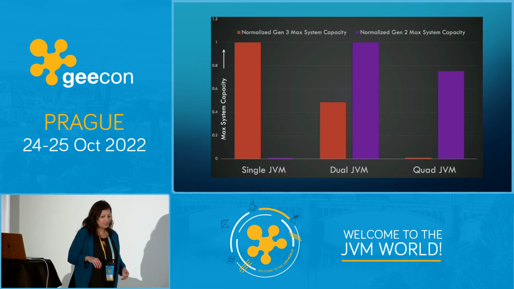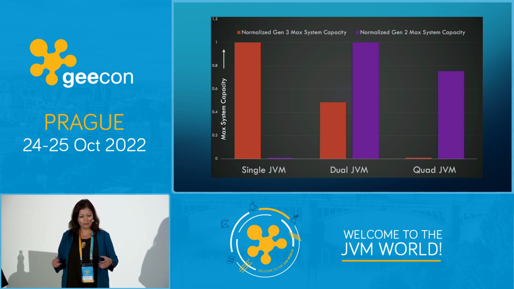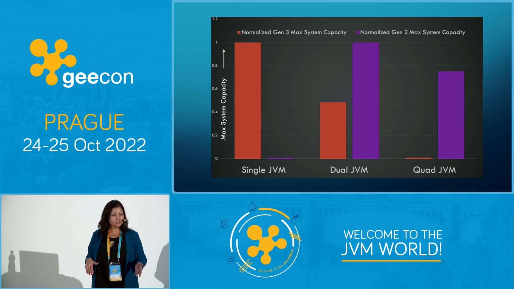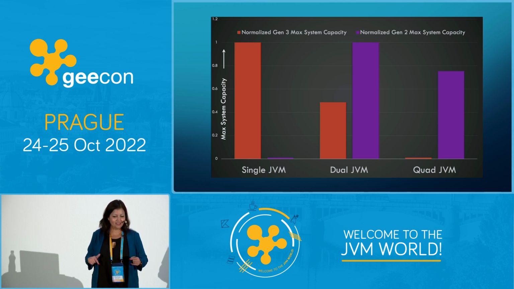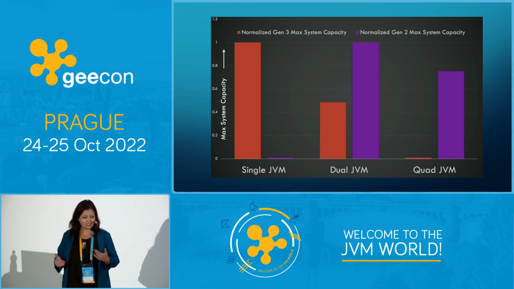So here's the comparison. Again, you have the Gen 3 system and the Gen 2 system. Gen 2 is in purple, Gen 3 is in orange. I'm comparing single JVM, dual JVM, and quad JVM. So 1 is the maximum score that you get, and anything that is less than 1, basically not the max throughput, is slower.